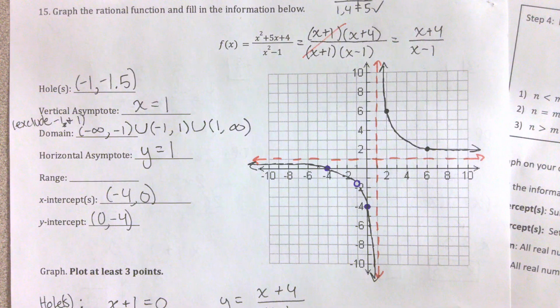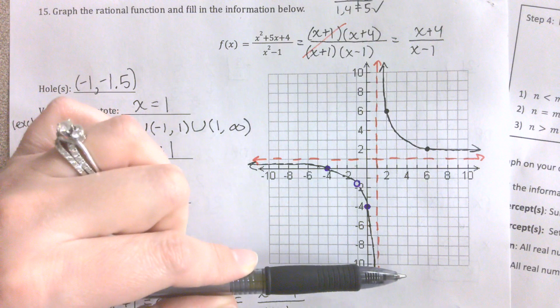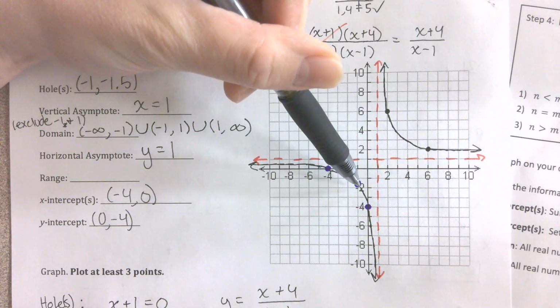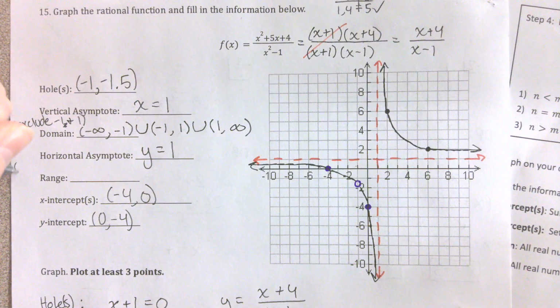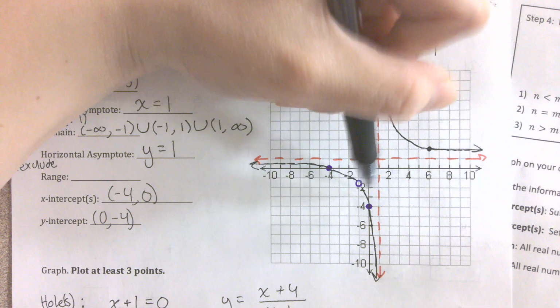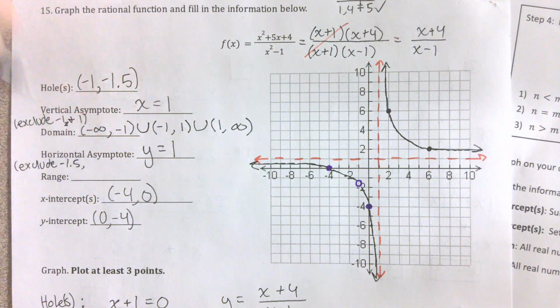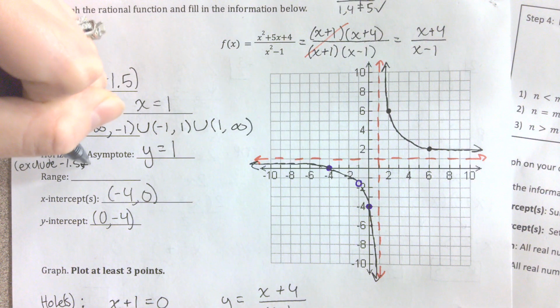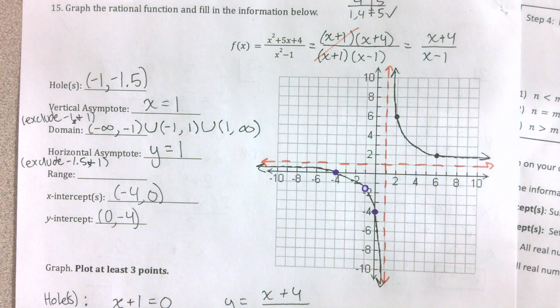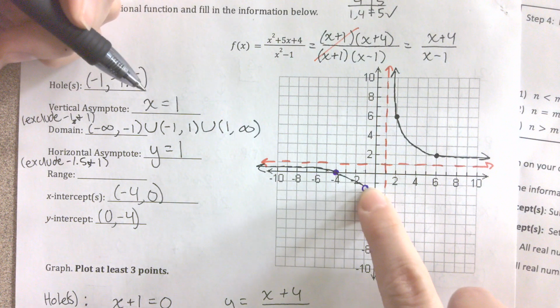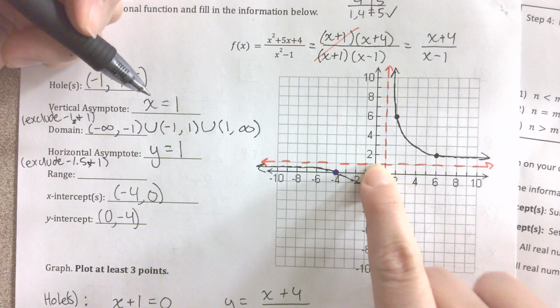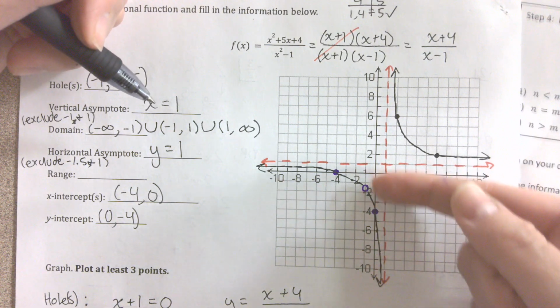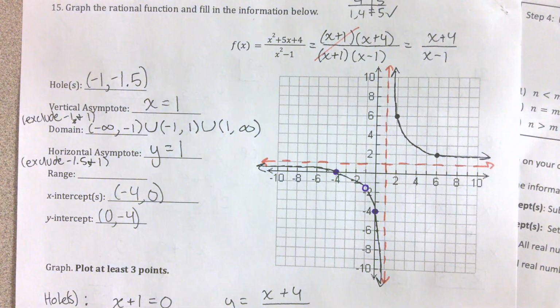Okay, range. Same thing, look for holes and asymptotes. When we look at our y values, we have a hole at -1.5, and then the horizontal asymptote of 1. So we're excluding -1.5, that's where the hole is, and we're excluding 1 because of the asymptote. All other y values outside of those numbers are included.